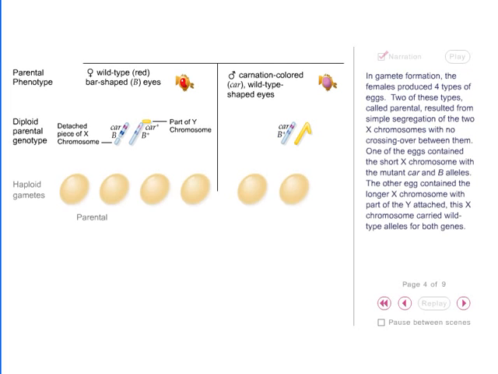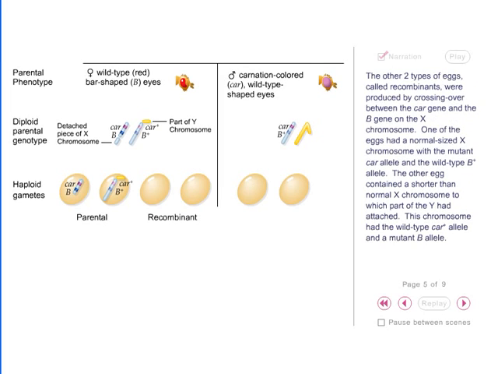In gamete formation, the females produced 4 types of eggs. 2 of these types, called parental, resulted from simple segregation of the 2 X chromosomes with no crossing over between them. One of the eggs contained the short X chromosome with the mutant car and Bar alleles. The other egg contained the longer X chromosome with part of the Y attached. This X chromosome carried wild-type alleles for both genes.